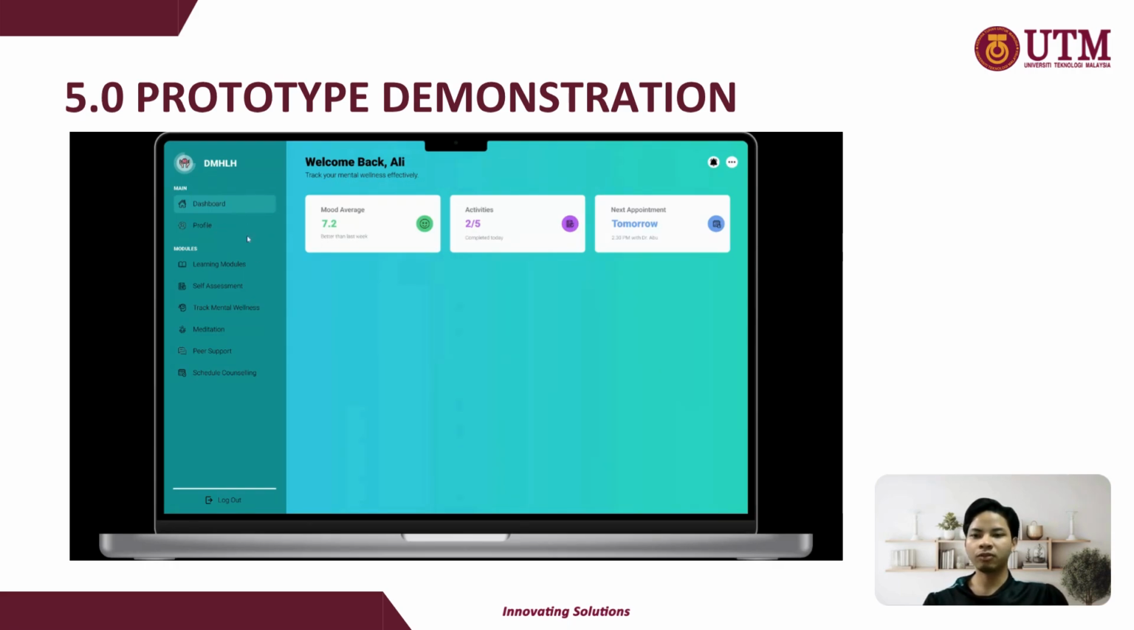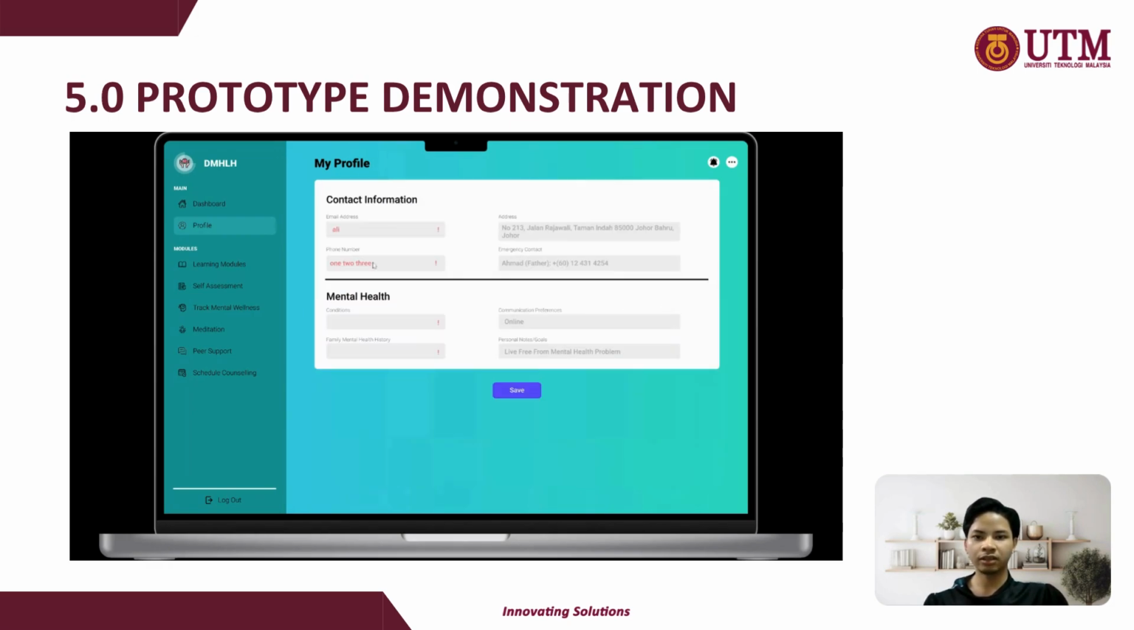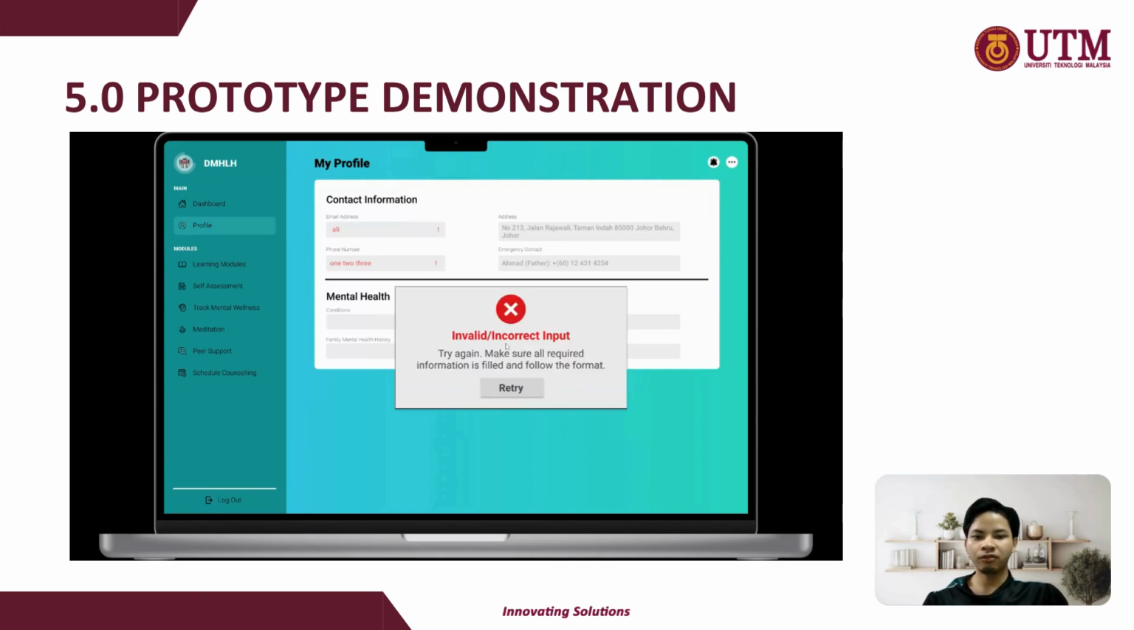When the user wants to manage their profile, they can go to the profile section and the system will show the profile and information about the user. When they want to edit, they can press the edit button and then they are required to input the information. If there is invalid input, it will appear as a red exclamation mark.